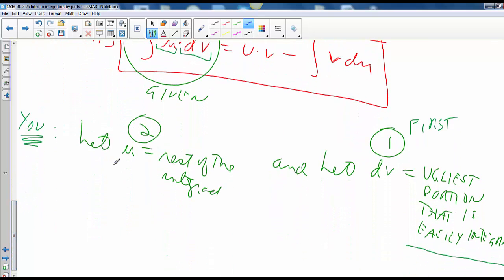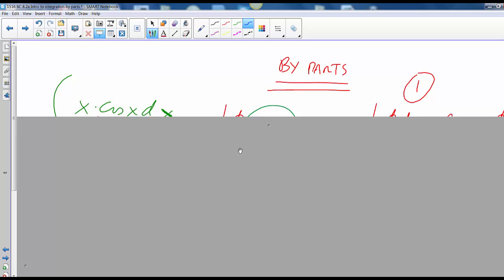So you're going to set it up as let u equal and let dv equal. But as I said, the first thing you're going to do is pick out your dv, which is the ugliest portion that is easily integrated. Once you've got that, then you come over here. The second thing you're going to do is let u equal the entire rest of the integrand. So let me give you an example.